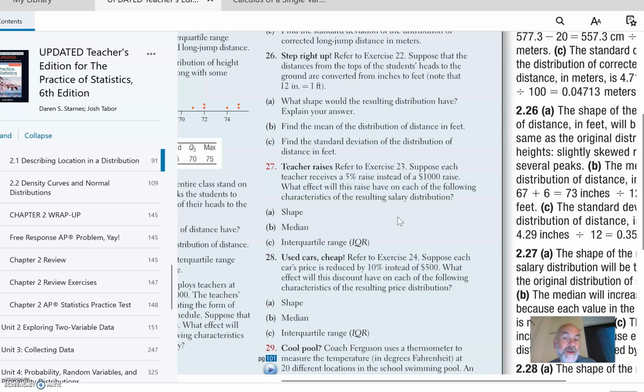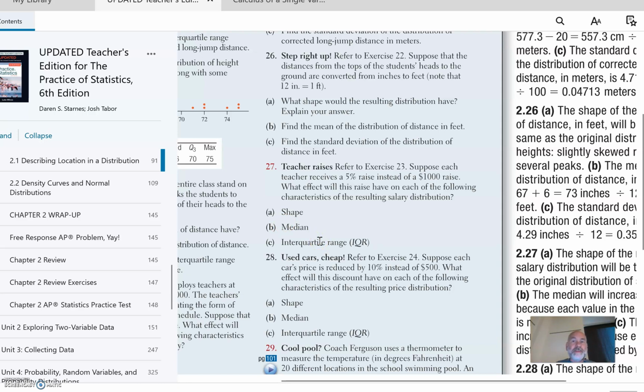Suppose instead we give people a 5% raise instead of a $1,000 raise. So you'd multiply everybody's salary by 1.05. That gives you a 5% bonus. What will that do to these things? So you can see how it's the same kind of question as we saw.